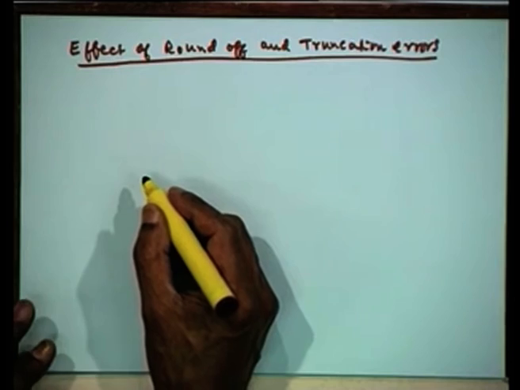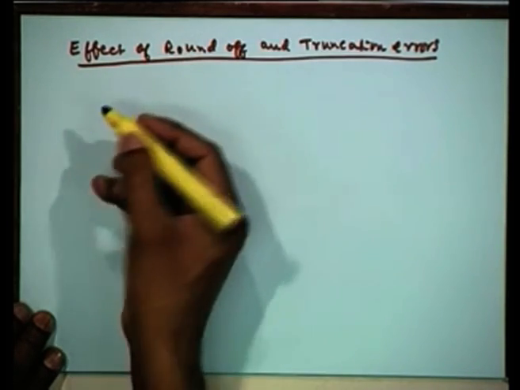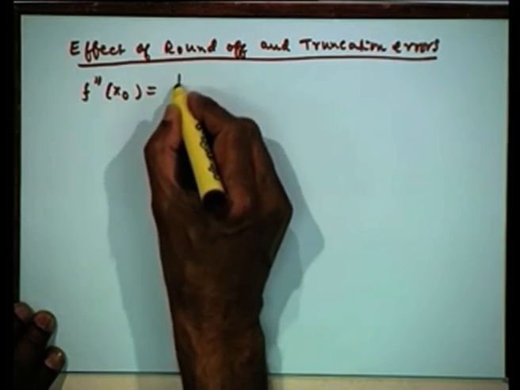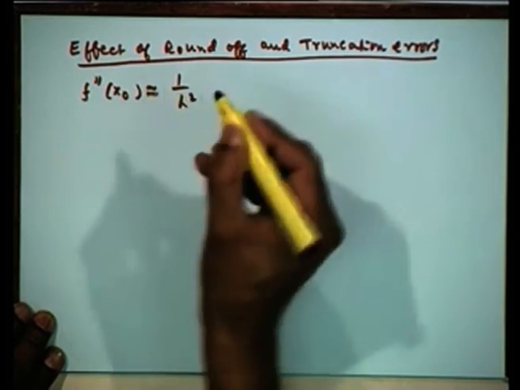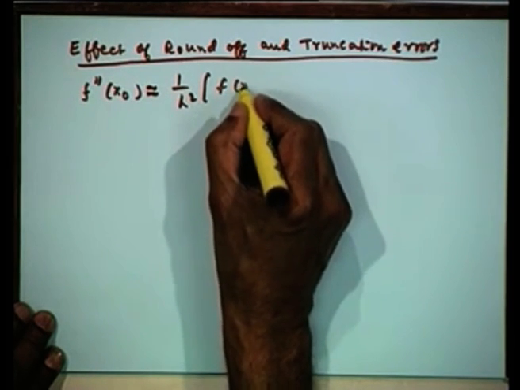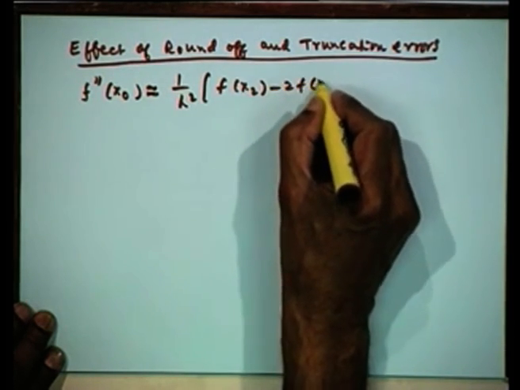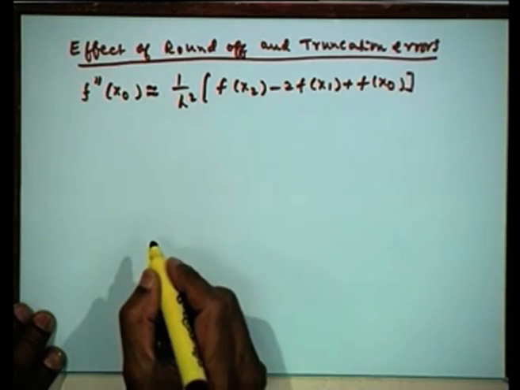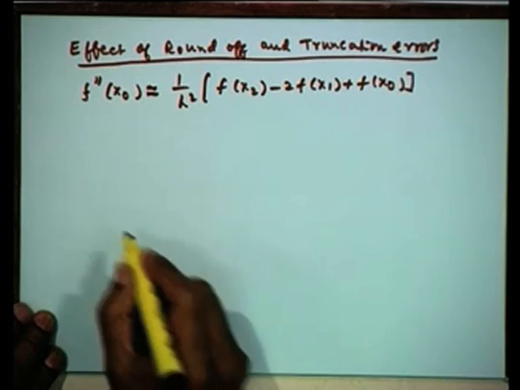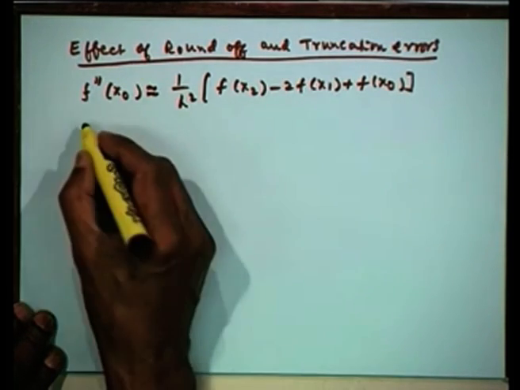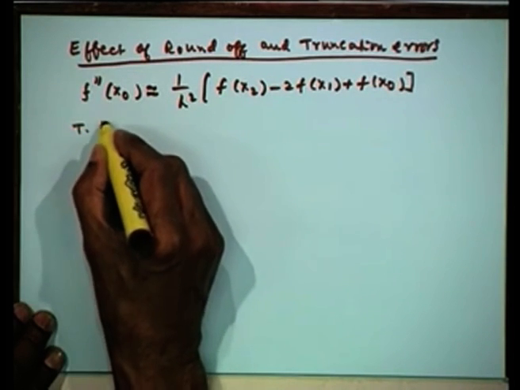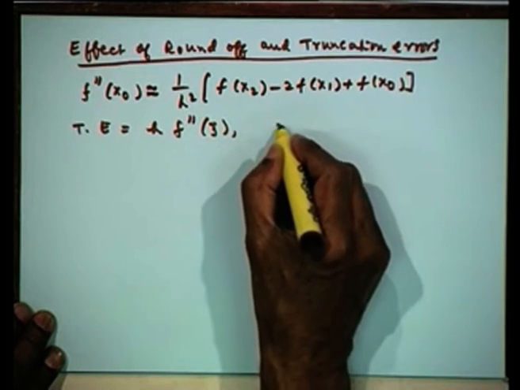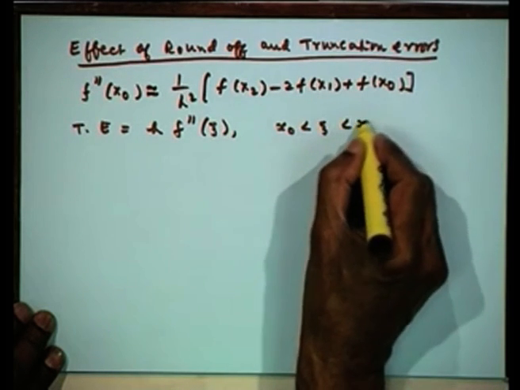Now, I shall illustrate it through an example as I have done in the previous case. Let us take any particular formula. Let us take the formula that we have derived using the forward differences. This is approximately 1 upon h square times f x 2 minus twice f x 1 plus f x 0. Now, we have given the error expression for this already. So, let us take this error for this as a truncation error, equal to h f double dash of xi lying between x naught and x 2.